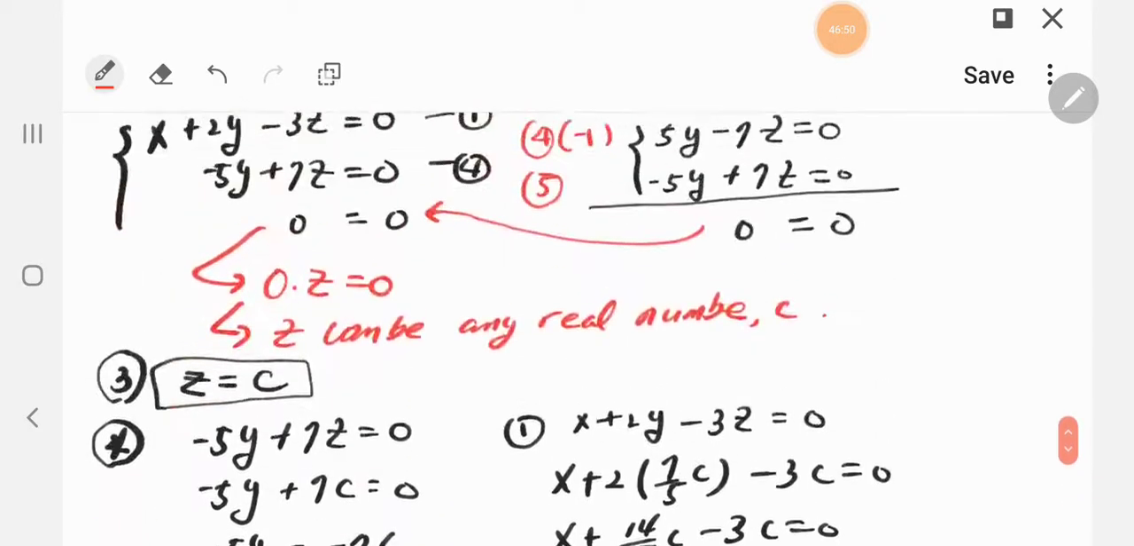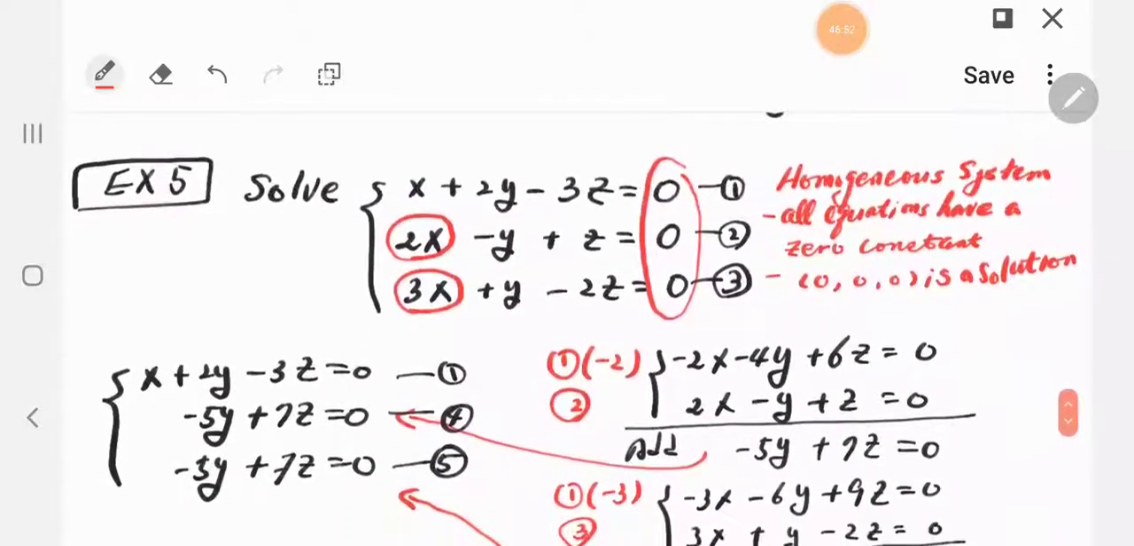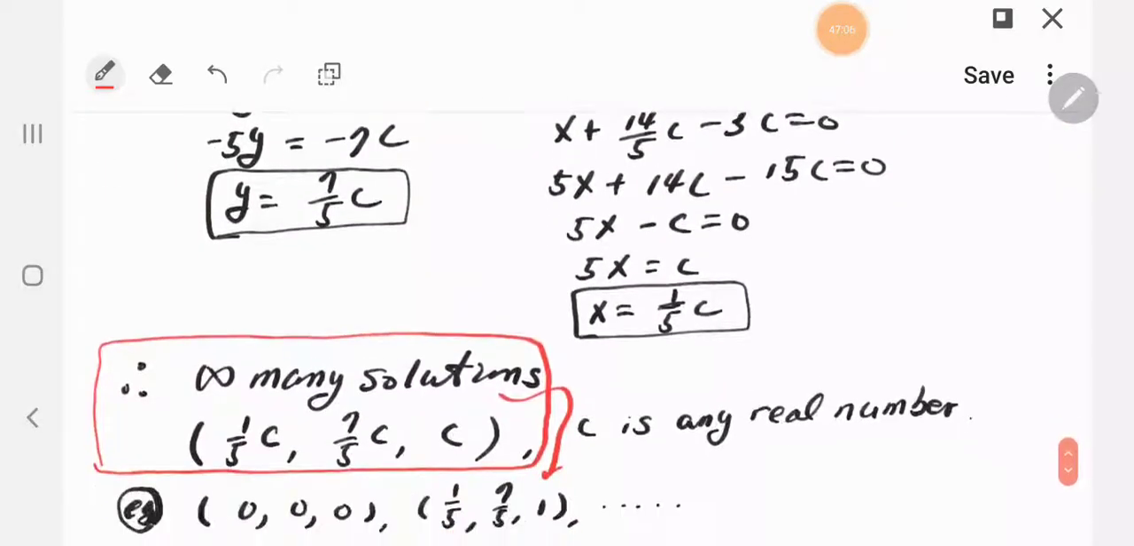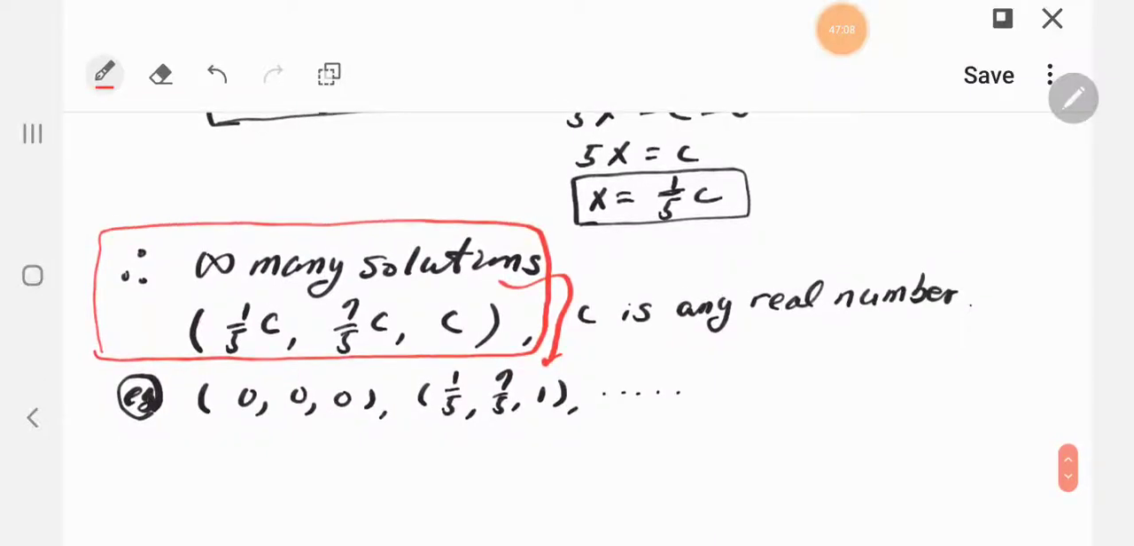So in a homogeneous system, if the constant on one side of the equation is always 0 for all the equations, then 0, 0, 0 is a solution. The ordered triple 0, 0, 0 is a solution, and for the solution type, we have to solve it, rewrite x and y in terms of c, then the type of the solution is this.